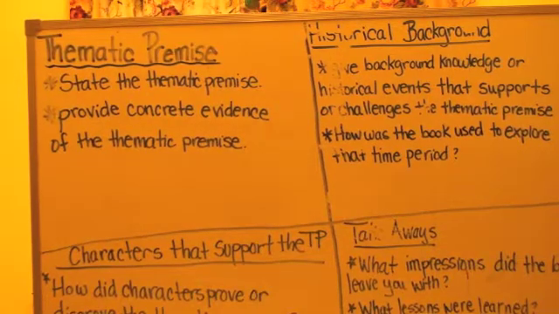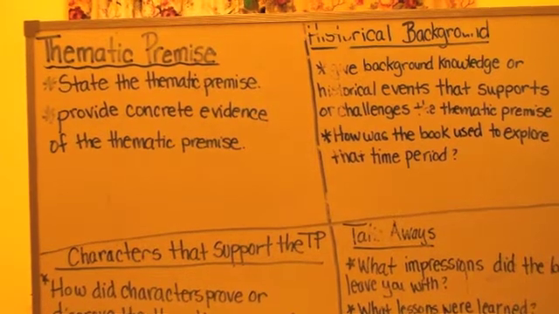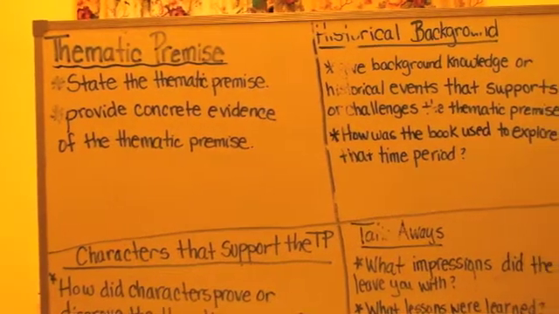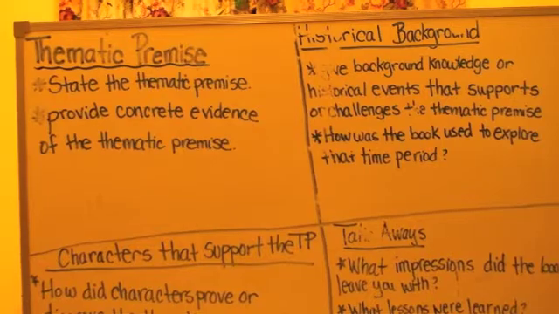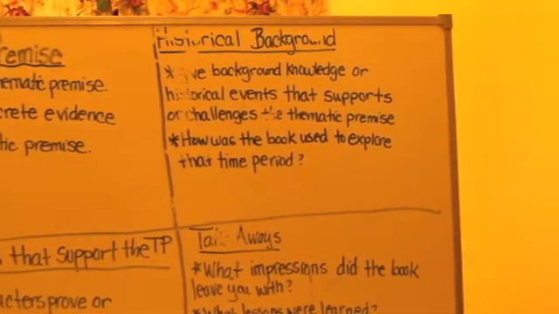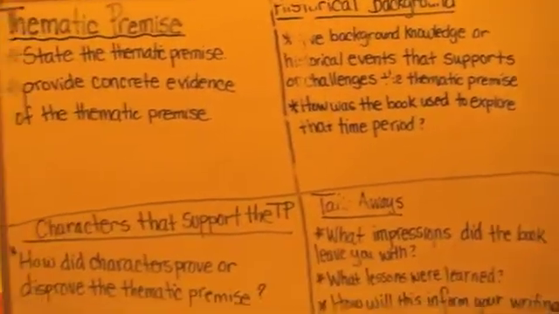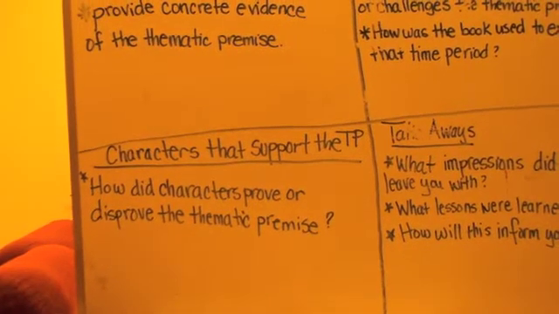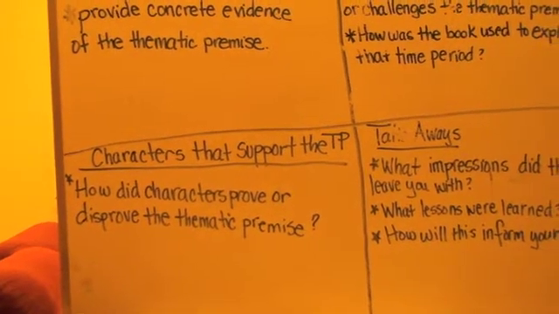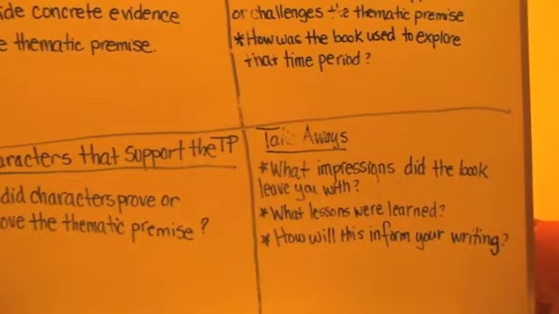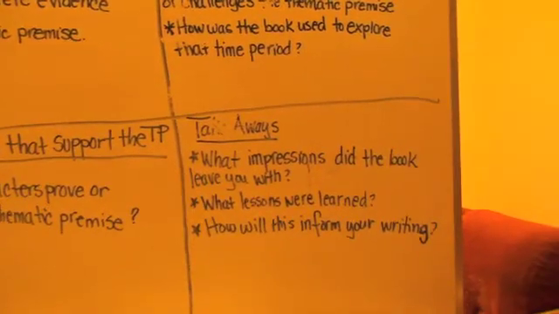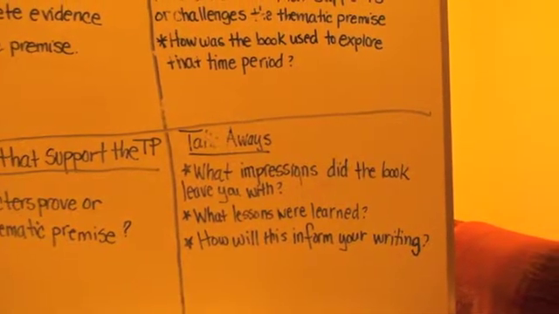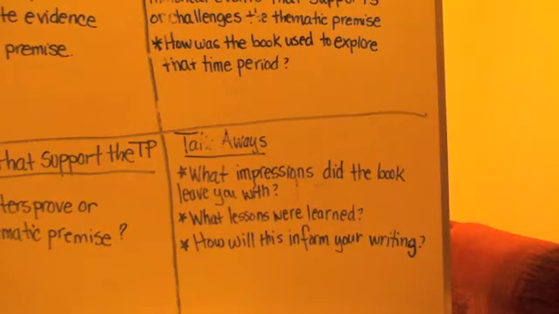So here's an example of how your paper should look. Right now I have several boxes. I have 4 boxes actually. I have one that says thematic premise. I have one that says historical background. I have one that says characters that support the thematic premise, the TP. And I also have takeaways. So what do you take away from your work?